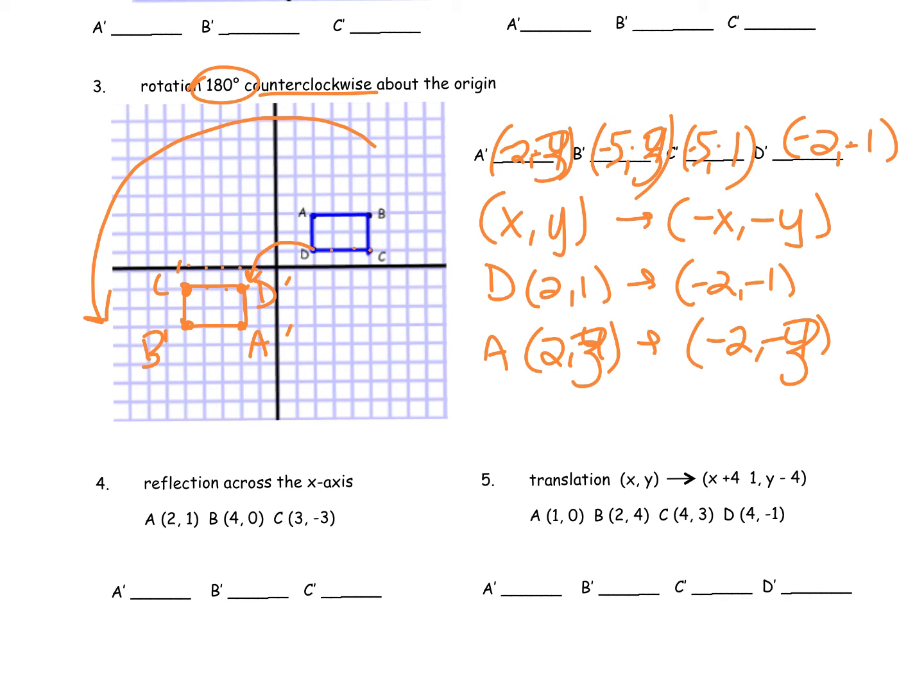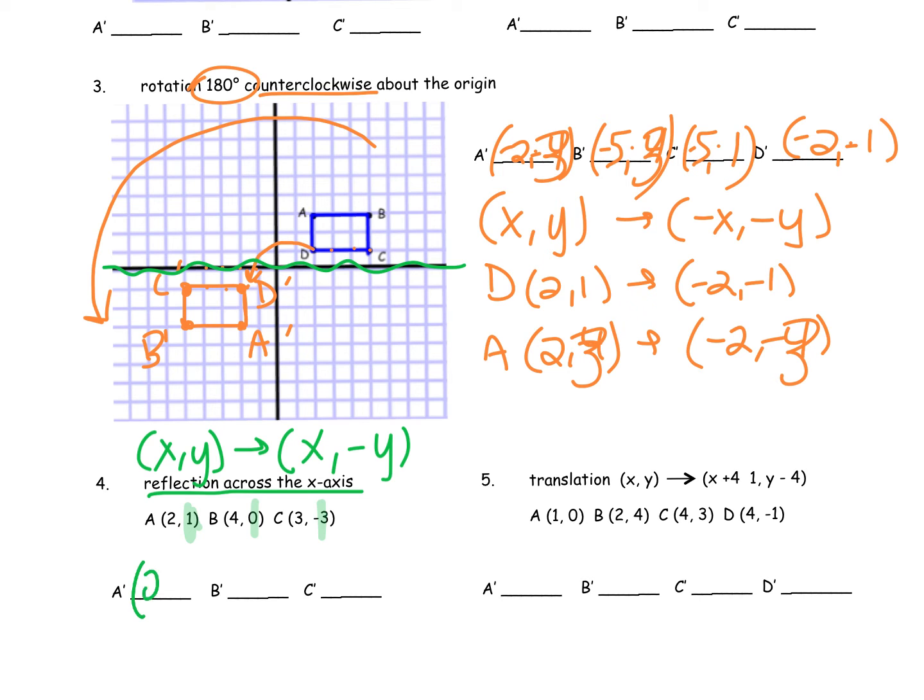Number 4 is a reflection across the x-axis. I don't have an image for this one, so I just need to know the rule. I know that a reflection across the x, so think about if we look at the one above, it's over this line. My y value changes. x stays the same, y becomes opposite. So I'm only changing my y values. My x's are just gonna get recopied.